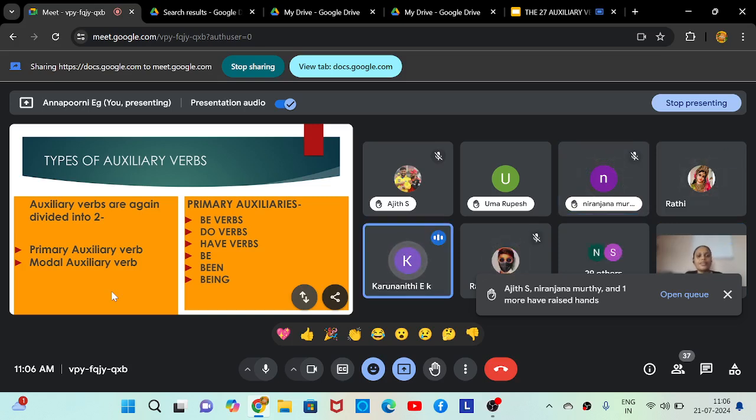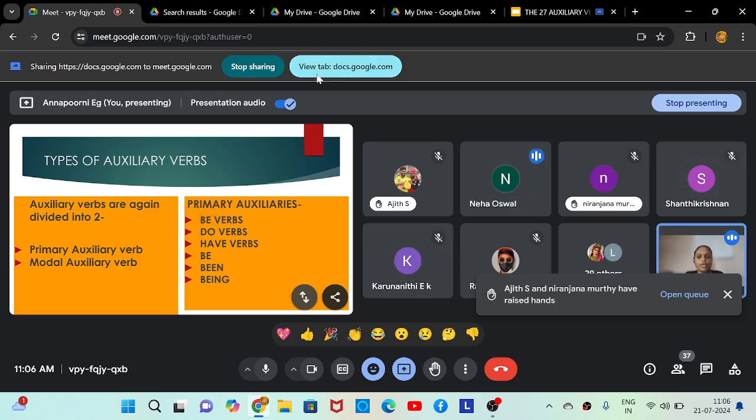Ought to, ma'am. Ought to. Very good. What is the modal verb used to show a past habit? Used to. Very good.